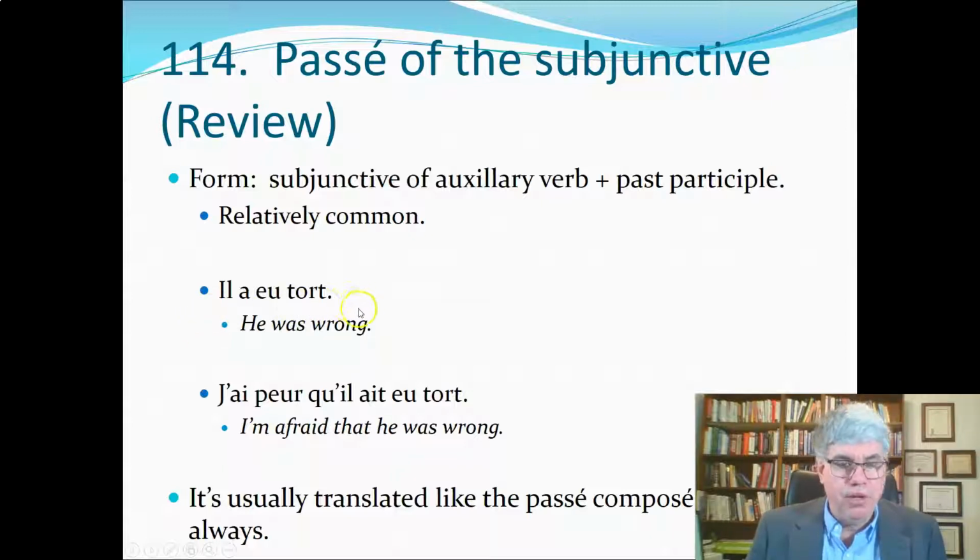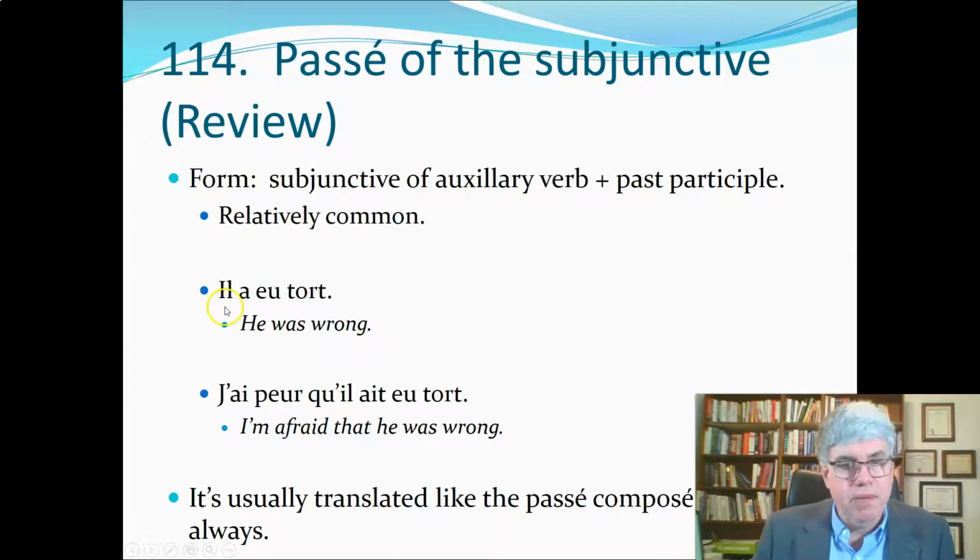Il a eu tort. So avoir tort means to be wrong. Here it's in the passé composé. Eu is the past participle of avoir, conjugated with avoir also. So he was wrong, or he has been, or he has had, yeah, he has been wrong, we could say, but he was wrong is the best translation.